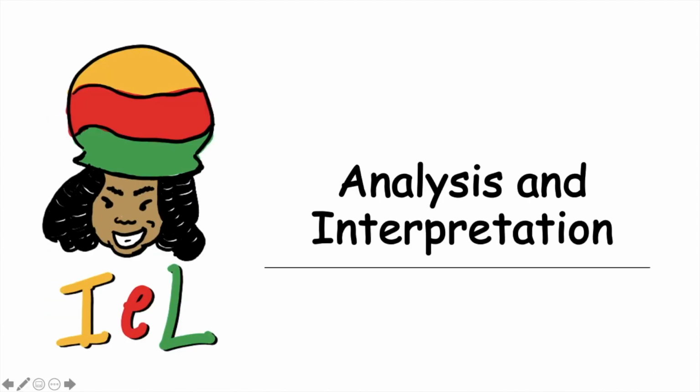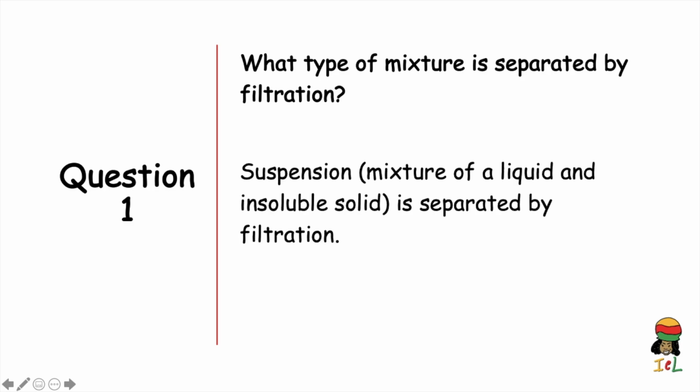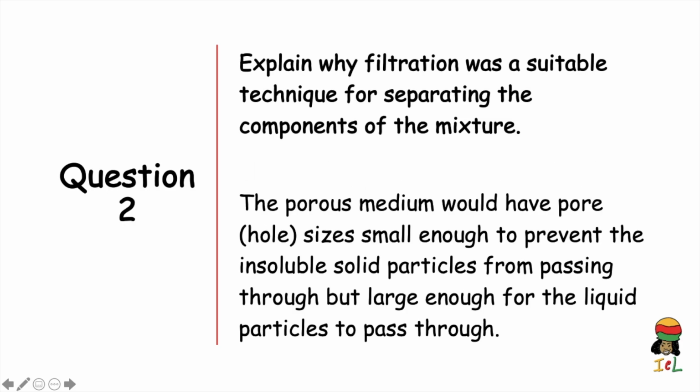For the analysis and interpretation, we need to answer two discussion questions. First question, what type of mixture is separated by filtration? And as we know, a suspension, which is a mixture consisting of a liquid and an insoluble solid, is separated by filtration. And the second question, explain why filtration was a suitable technique for separating the components of the mixture.